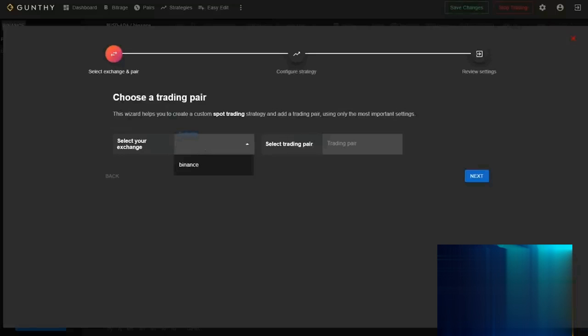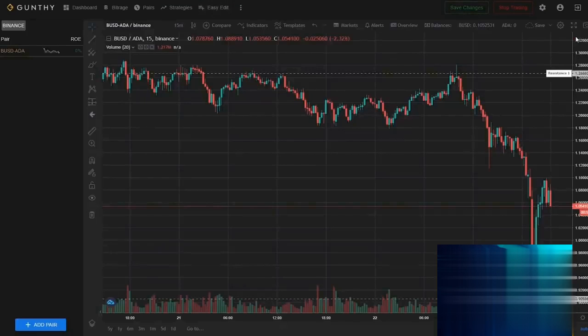If I just want to choose a trading pair, configure a basic strategy, and review the settings, then there's this nice easy edit button that I can use in order to just get a feel for what I'm doing. And that's one of the best things about Gunbot, in my opinion: it's very user friendly. There are so many options. You can do as basic or as complicated as you want. So it makes it a really great learning tool in order to get into automated trading.